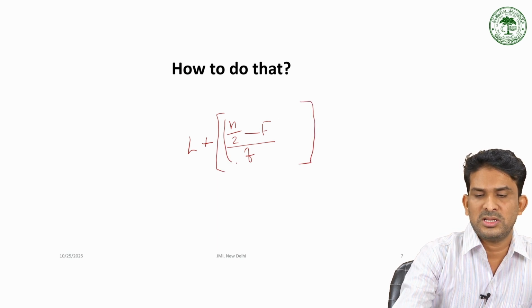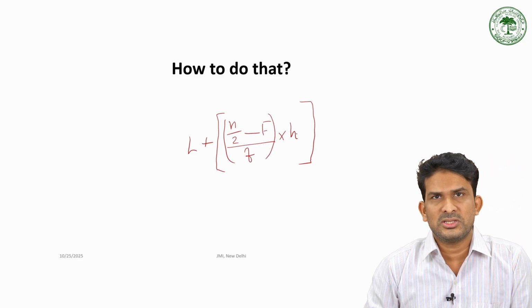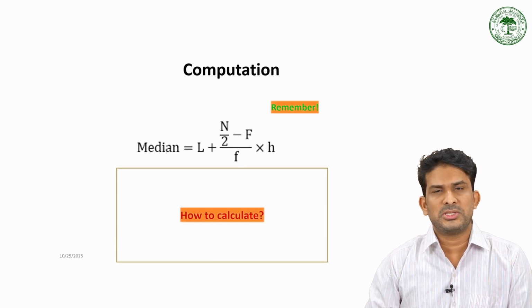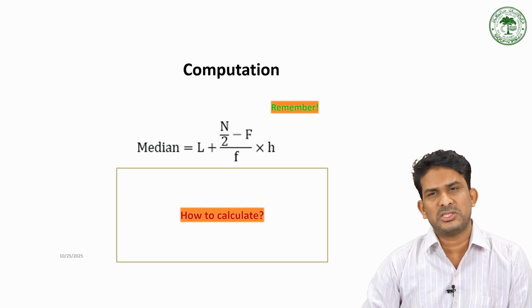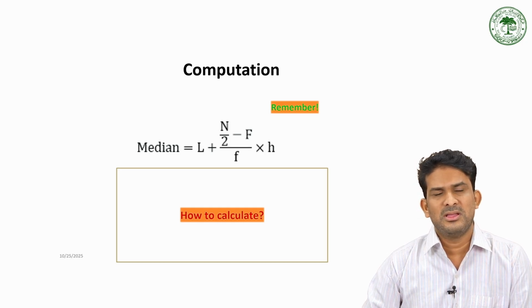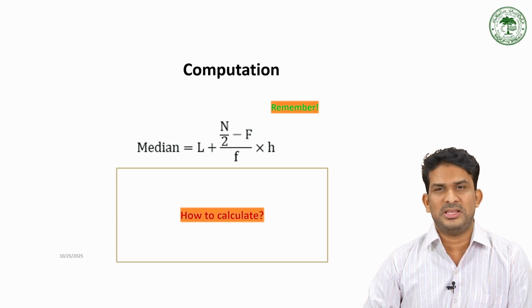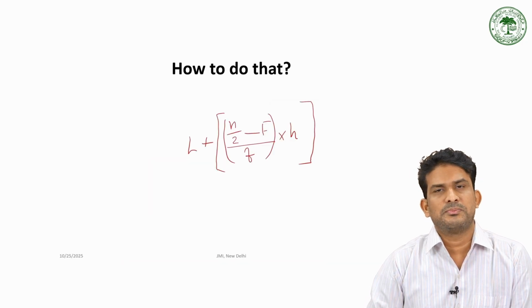This we will do first, into h. What is h? Class width. Now let me come again to the equation. L plus n by 2 minus frequency, that is cumulative frequency, capital F, upon frequency, that is the corresponding frequency of the median class, into h. Clear?